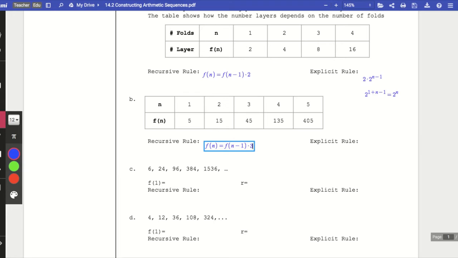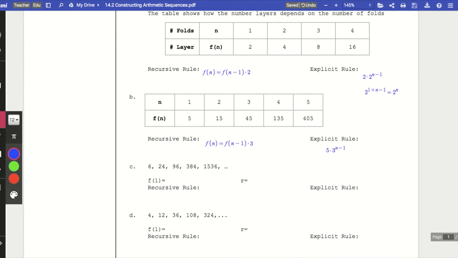And again, to write the explicit rule, I want to use the common ratio, but then I also want the first term, f of 1. Well, f of 1 in this case is 5. So for my explicit rule, I'm going to have 5 times the common ratio, which is 3, to the n minus 1. And again, 5 and 3 are not like bases, so I'm not going to combine my exponents like I did up above in part A. So really my answer is just 5 times 3 to the n minus 1.